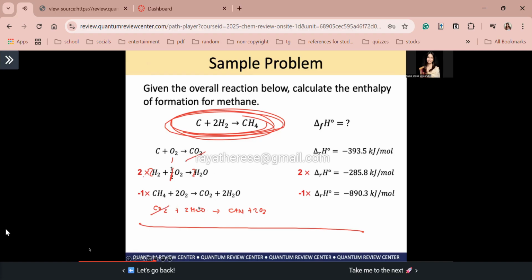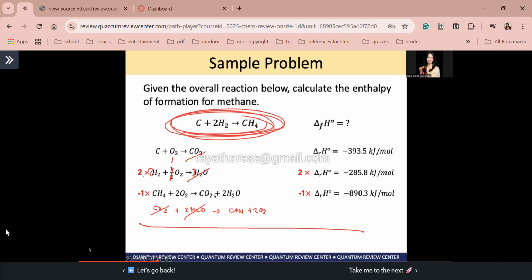We can also cancel, ano kaya guys? Tama, si 2H2O. So 2H2O is in the reactant side based on our reaction 3 and on the product side. So maka-cancel yan. Next, si CH4. So si CH4, guys, maka-cancel ba yan? Syempre, hindi, guys. Okay? Kasi nga, ang hinahanap natin dito is the formation for methane.